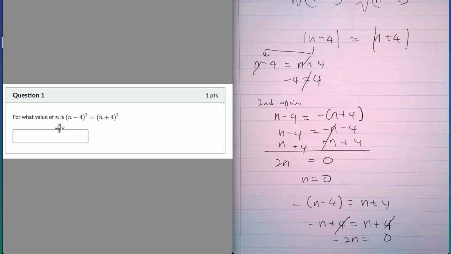So if you try the four various ways, two of them are going to give you no solution, and only n equals 0 can be a viable option here. So the answer should be 0.